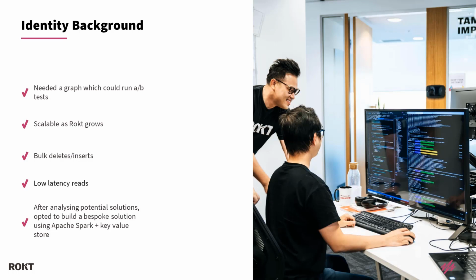When we set out to build an identity graph, we wanted a graph on which we could run large-scale A/B tests, and the system we built needed to scale as Rokt grows. We wanted to be able to handle bulk deletes and bulk inserts, and we really needed low latency reads. After analyzing all the potential solutions, we opted to build our own bespoke solution using Apache Spark and a key value store.